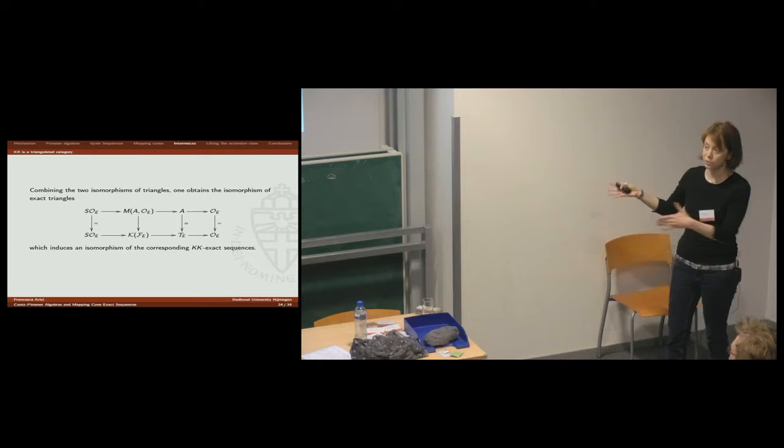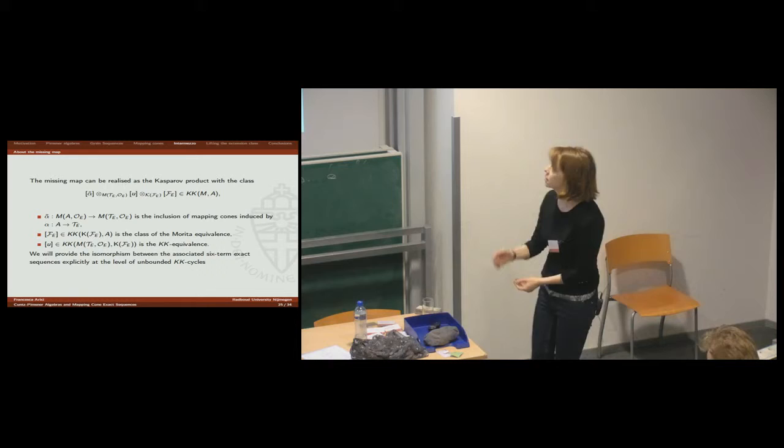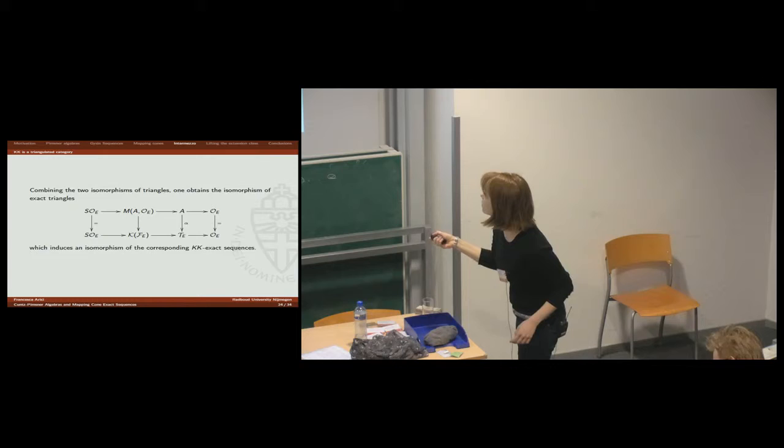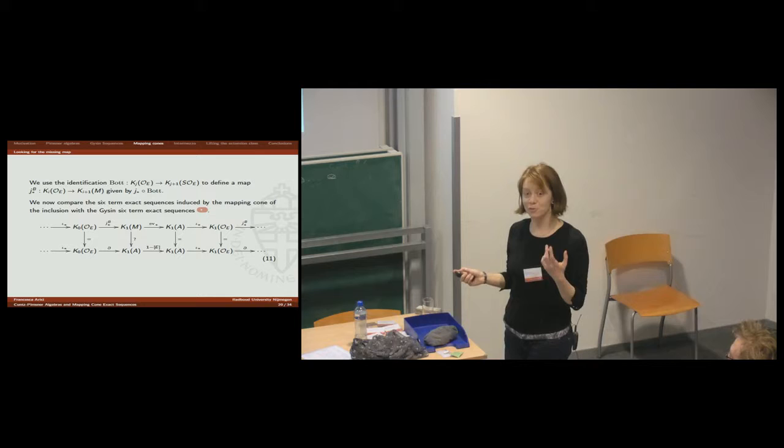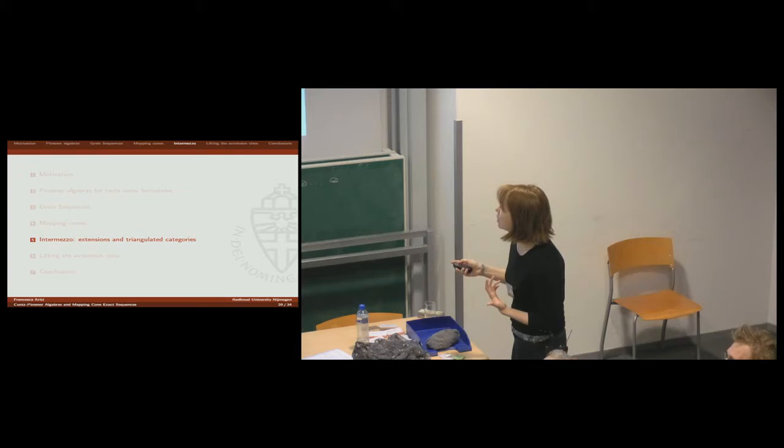So let me remark on this missing map that we have, so maybe I should go back to this diagram that I had before. I made lots of pointers, not for the one I'm actually needing. So here we have this map that we labeled with a question mark, because it's what we want to put here. And we actually have a candidate for that. And it will be this class.